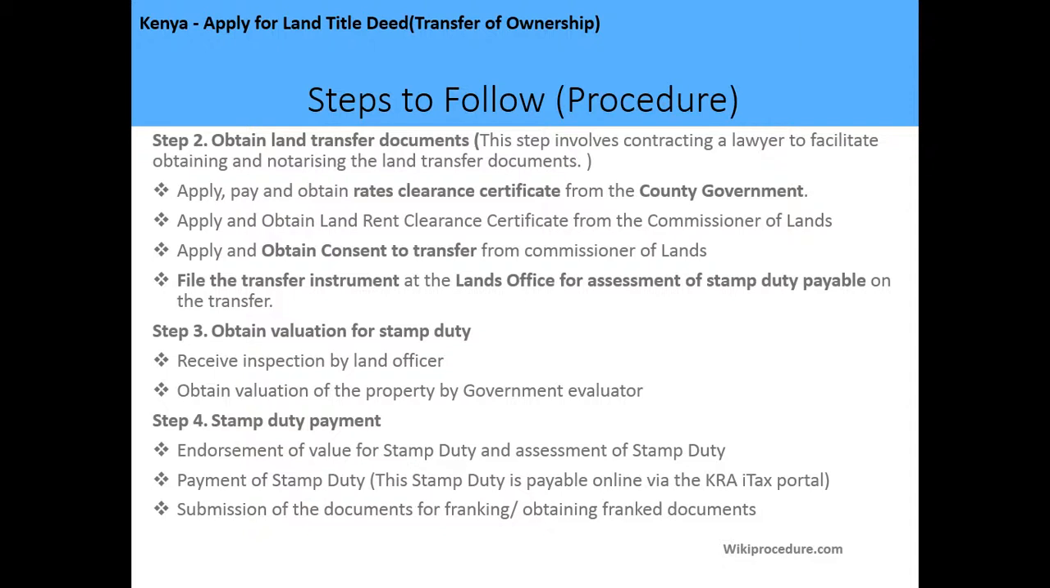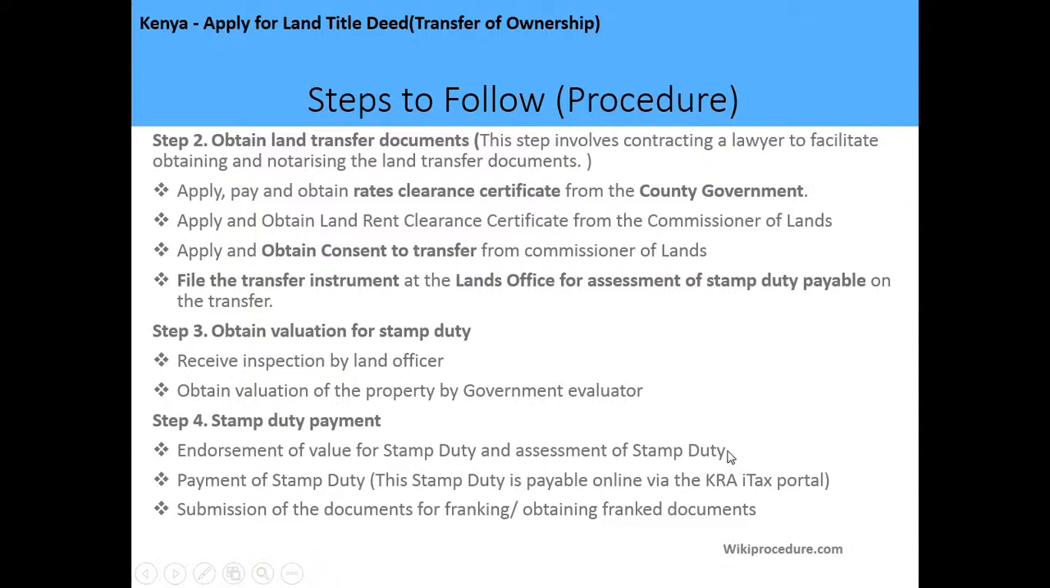So after you've filed the transfer instrument, the third step is to obtain the valuation of the stamp duty, and this is done by a lands officer who is going to visit the land to evaluate it. Now the government evaluator, after evaluating, the next step is to make the stamp duty payment, and this is done after the endorsement of the value and assessment of the stamp duty.